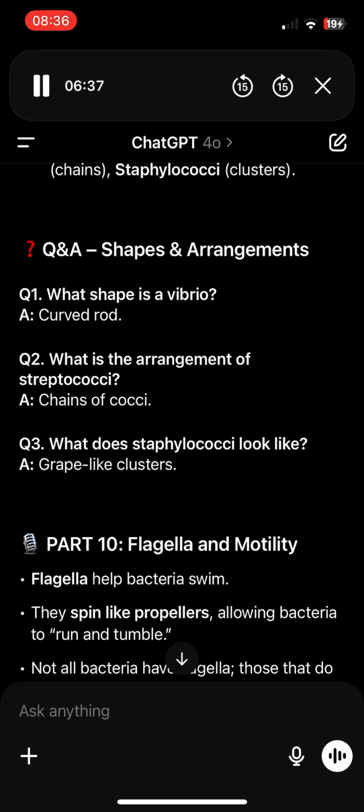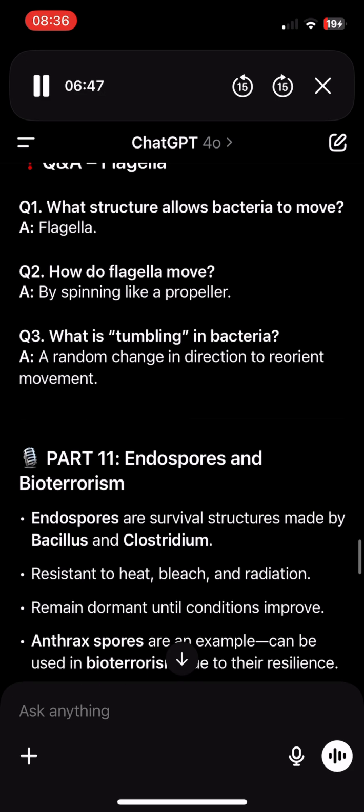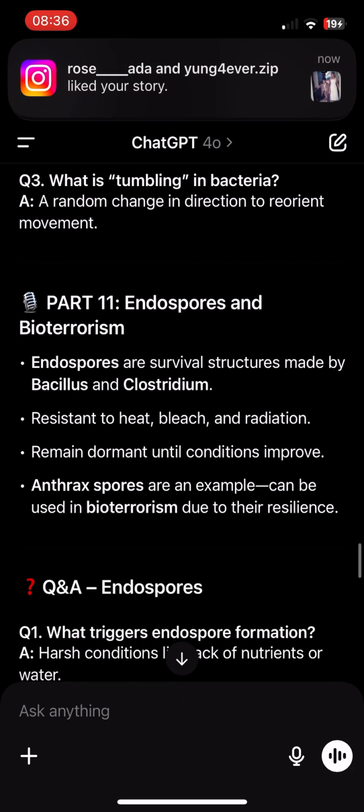Q&A, flagella. Q1. What structure allows bacteria to move? Flagella. Q2. How do flagella move? A. By spinning like a propeller. Q3. What is tumbling in bacteria? A. A random change in direction to reorient movement.